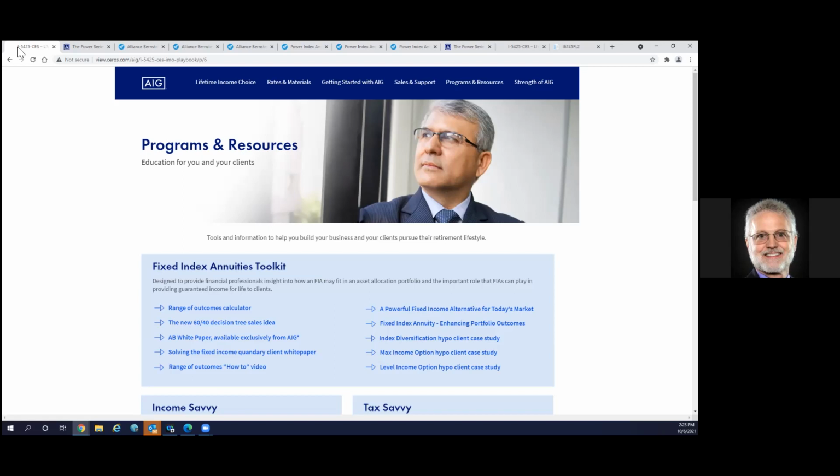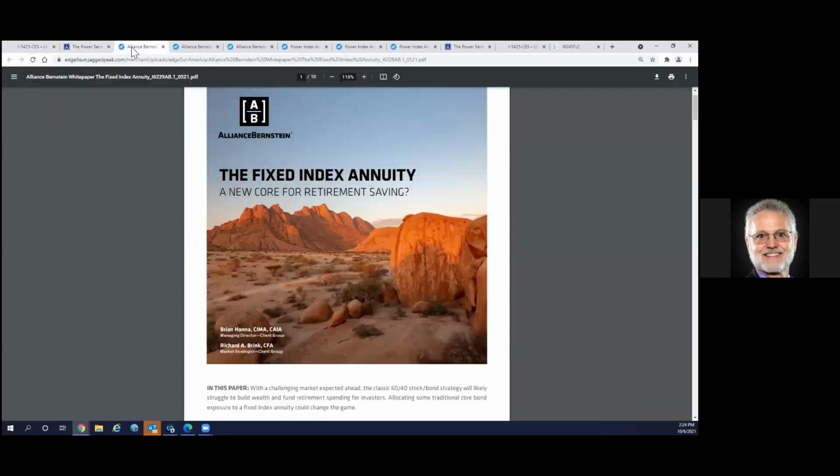And the ability to show a third-party validated resource from a trusted source like Alliance Bernstein, to be able to speak to the fact that an annuity can actually complement what a financial advisor is doing with their clients, to create a better outcome and a more predictable, stable income solution for them over the 20 or 30 years it's going to be their retirement.